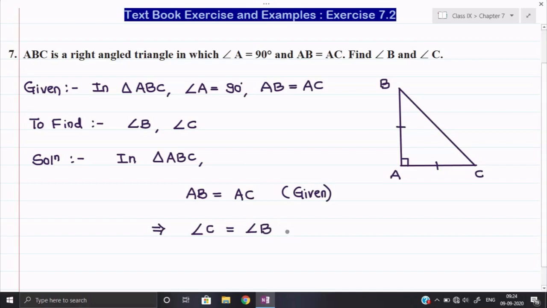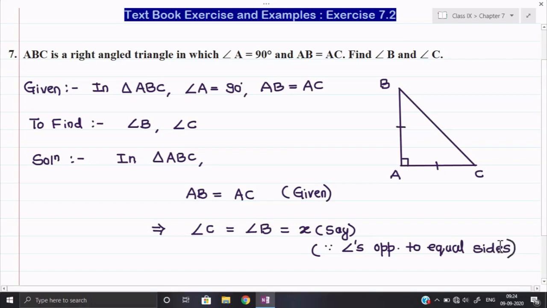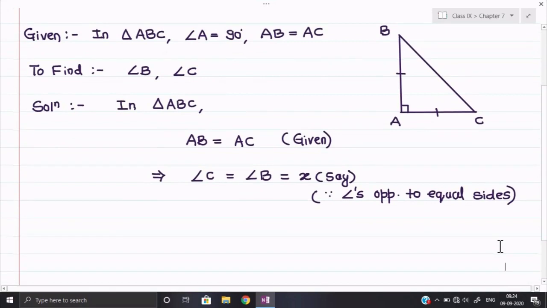Okay, so here these two angles I can suppose as x for some time, so it will be easier for us to calculate further. And the two angles we have written equal, for that we'll write down the reason: angles opposite to equal sides. Okay, now angle C and angle B are equal.